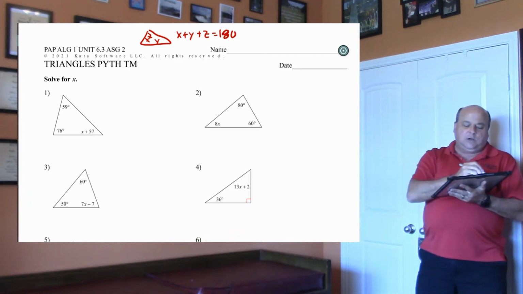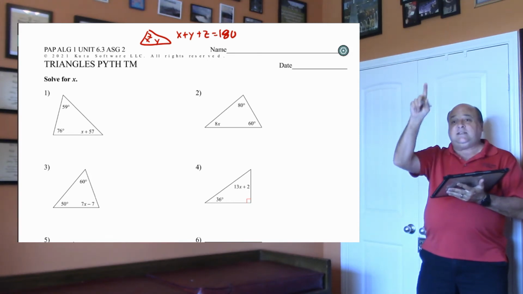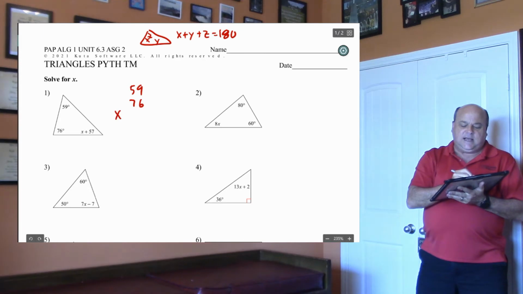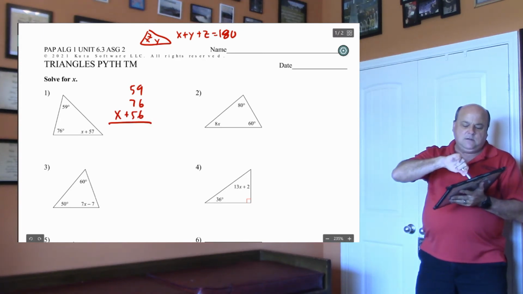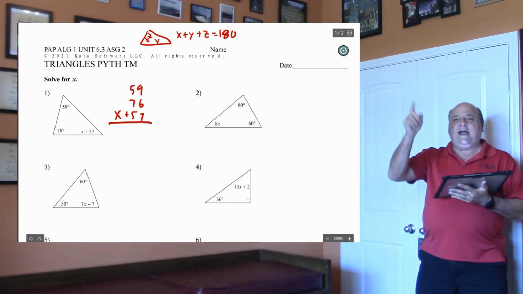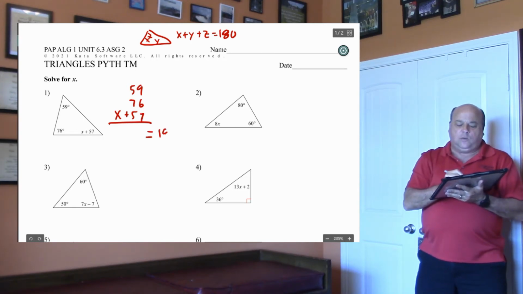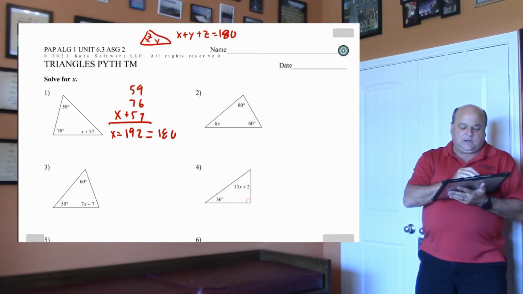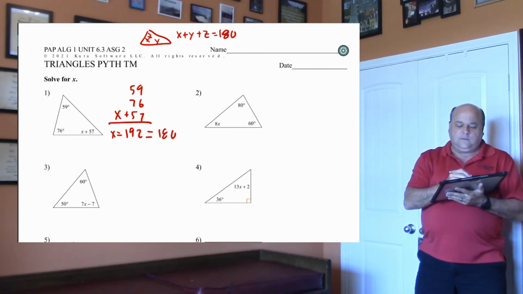So for instance, number one, and I'm going to stack these, okay? 59, 76, and X plus 57. Not 56, 57. If I add all these up, it's going to equal 180. So 15, 22, carry the 2, 7, 14, 19. Obviously, you're going to use a calculator. Did I add these right? 59, 76, 57, 15, 22, carry the 2, 7, 4.